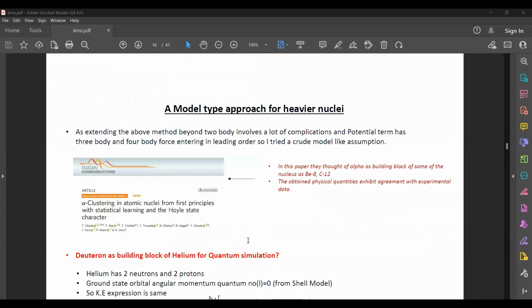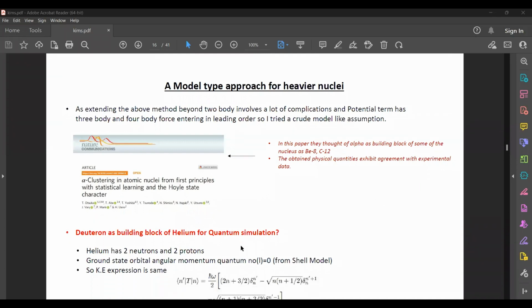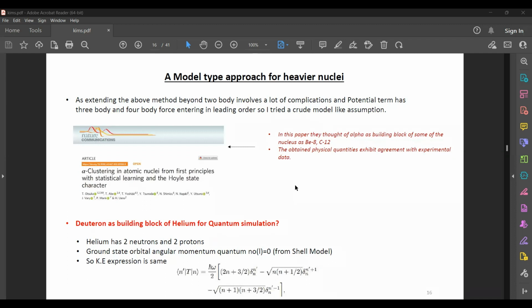So once I was done with deuteron, I was thinking about how I can approach nuclei with a larger number of nucleons, because as I increase the number of nucleons, there will be more interaction terms, and the potential energy matrix elements will be very difficult to find. For two nucleons it is easy because there are only two nucleons acting with each other. But as I increase the number of nucleons, it becomes difficult because for many-body interactions we have to take into account EFT calculations and so on.